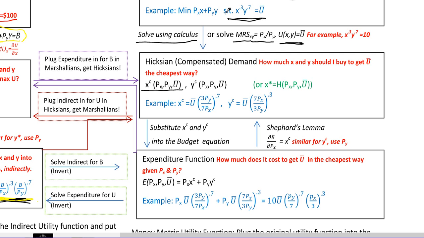Okay, so in this particular example, using this Cobb-Douglas utility function we've been looking at, x to the 0.3, y to the 0.7, equals some amount of utility U bar. When you actually solve it, you'll get this Hicksian compensated demand for X and this Hicksian compensated demand for Y.